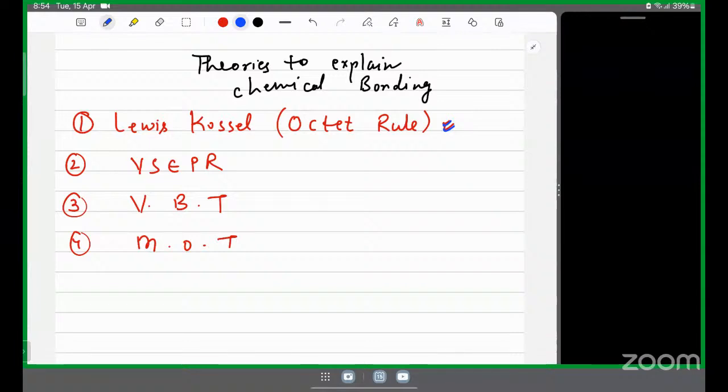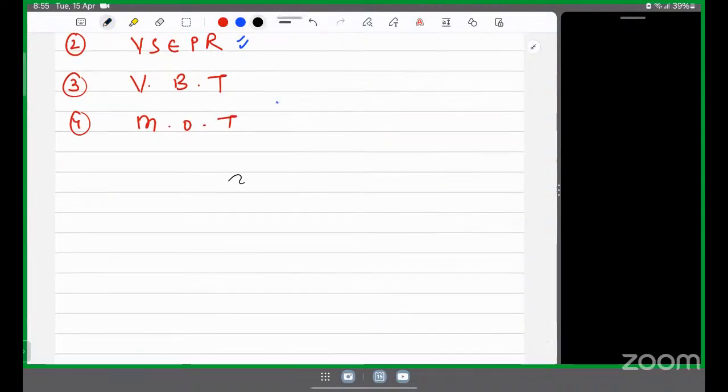Next theory is VSEPR theory. In VSEPR theory, electrons of any atom are classified in two categories.